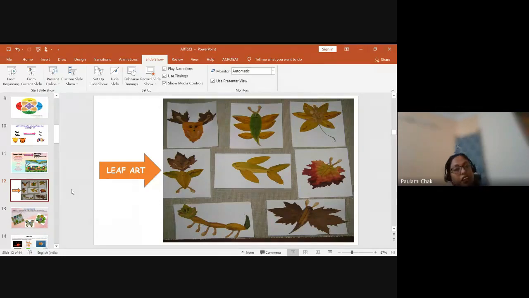This can be done in the classes. This can be done in grade 4. It can be done in 6th also, in 5th also. We can do this activity wherein we ask them to collect the leaves and then dry them properly. Basically, when you are teaching this leaf art in your classes, you are subtly teaching them how to create a herbarium.